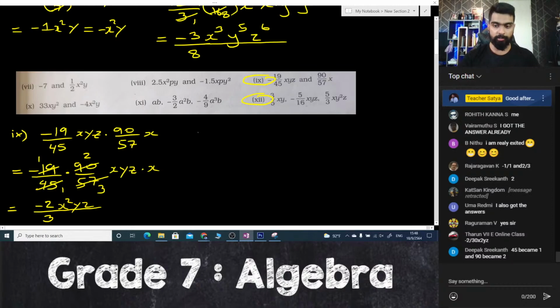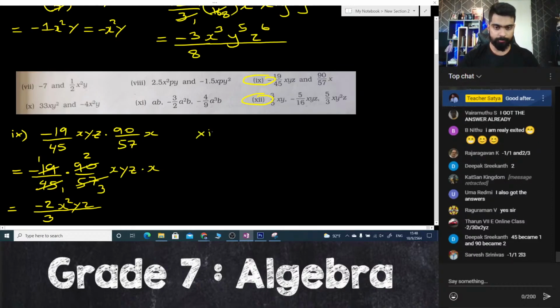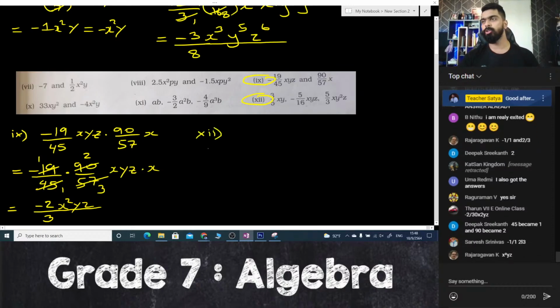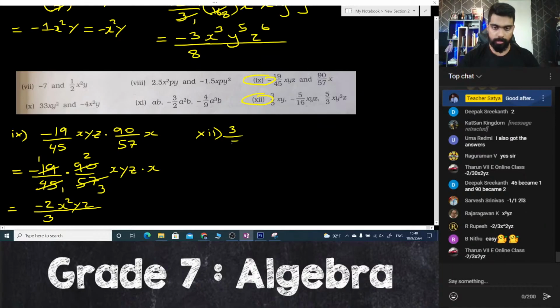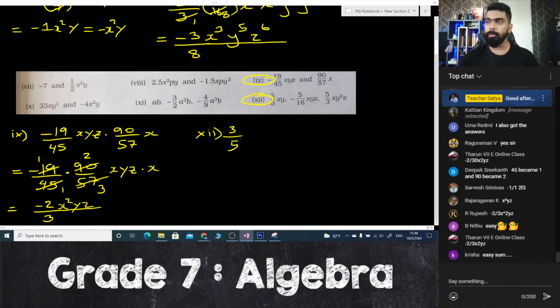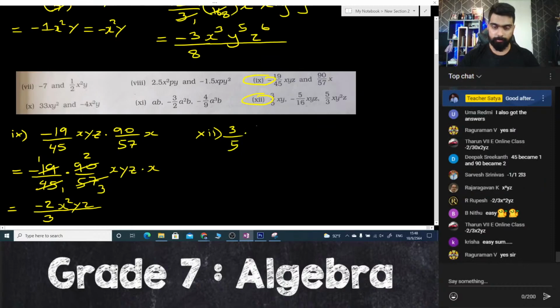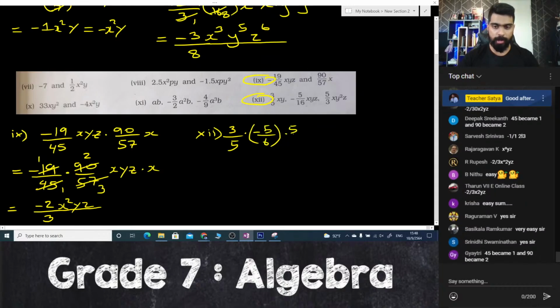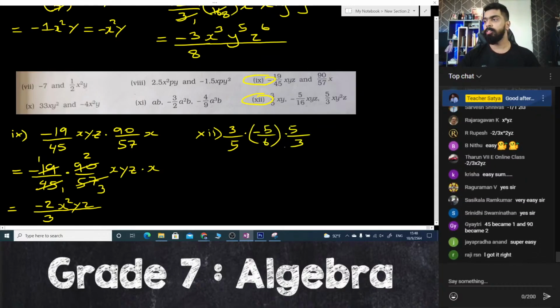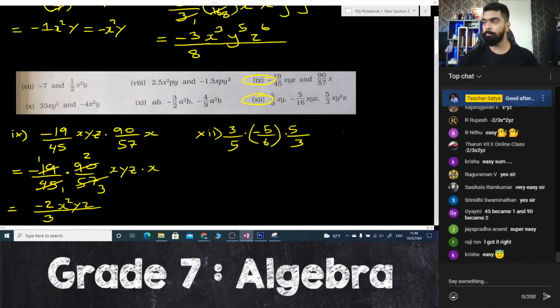All right. Now let's go to question number 12. So what do we have here? We have 3 over 5 multiplied with minus 5 over 6 multiplied with 5 over 3, right, guys? So multiplying the number with the number. Good job, guys. If you are finding it easy, you understand it very well.